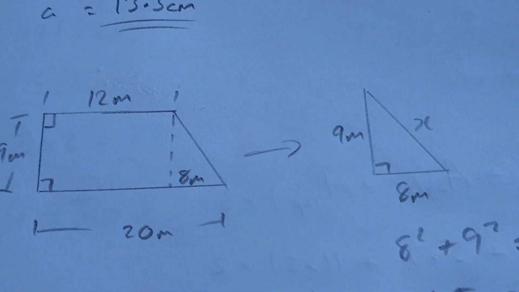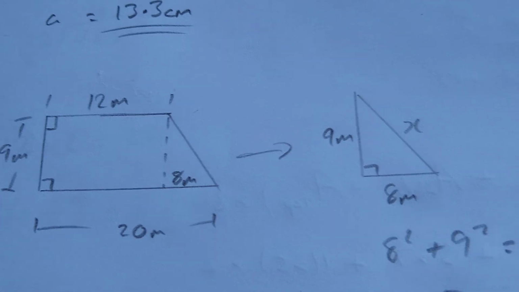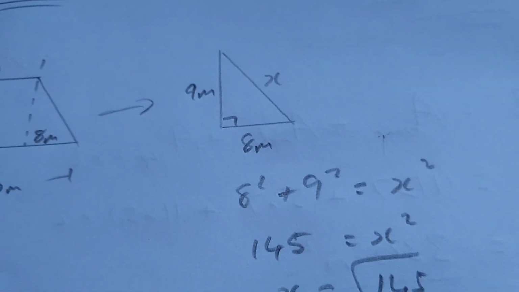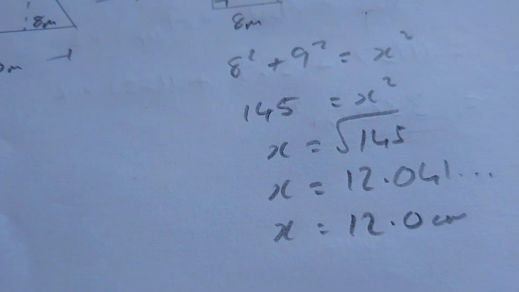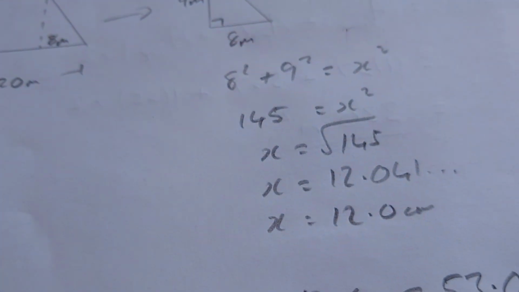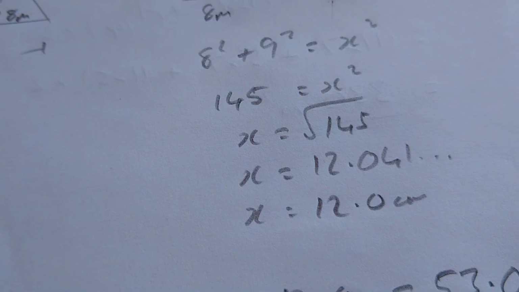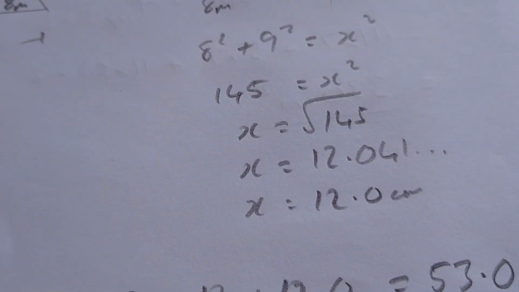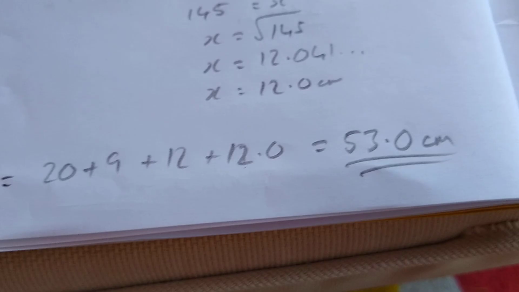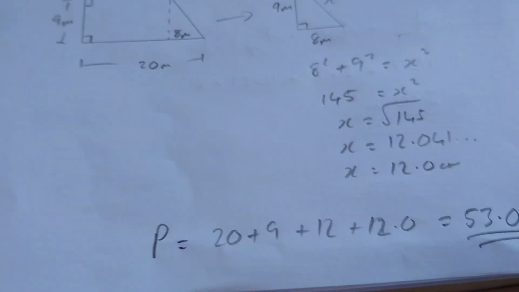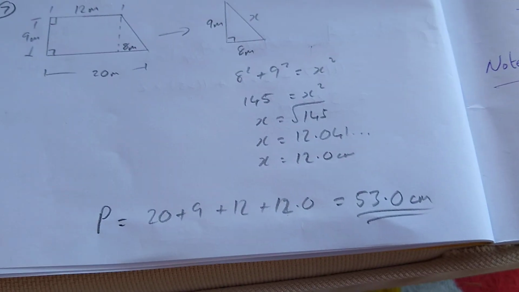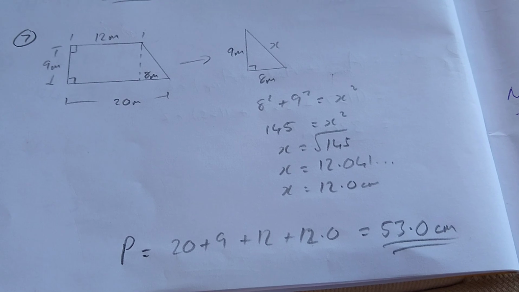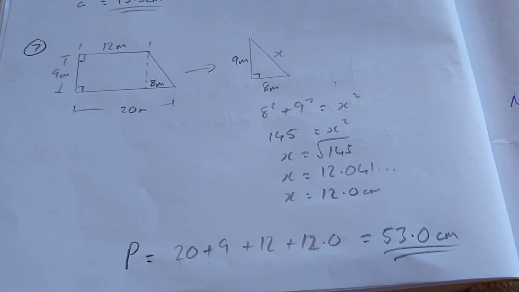So split it up into a rectangle and a triangle, then use the triangle as a base of 8 and a height of 9. Pythagoras again, short side squared plus short side squared equals long side squared, and square root your answer. So to 1 decimal place, the length of the sloping edge is 12.0. So then the perimeter is just all 4 sides added together. Just trying to get the diagram in the video there. So 20 plus 9 plus 12 plus the 12.0 we've calculated, so 53.0 centimeters.